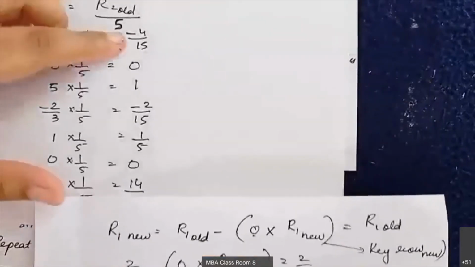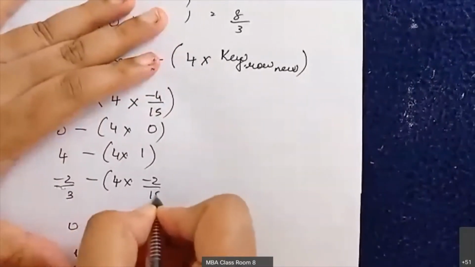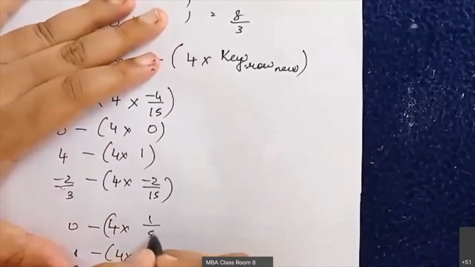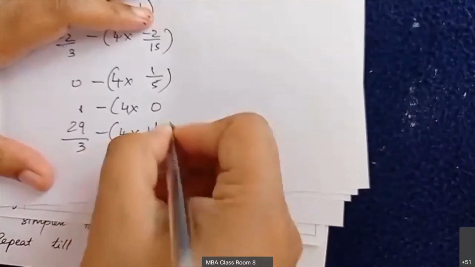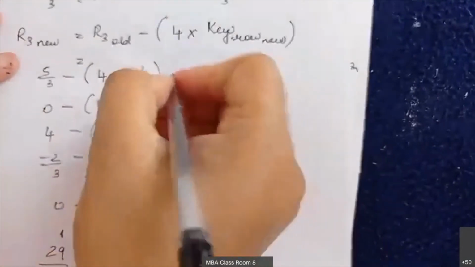Then what are the other values? Minus 2 by 15, 1 by 5. Then 0 and 14 by 5. Okay. Solve it and tell me first.